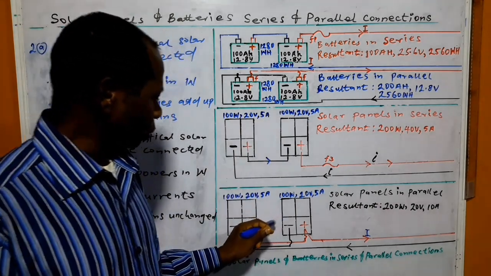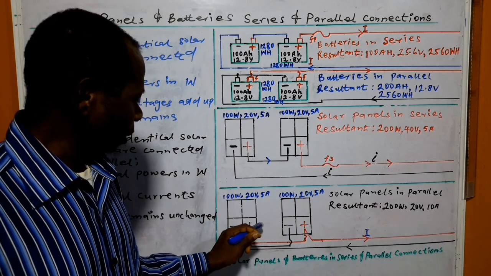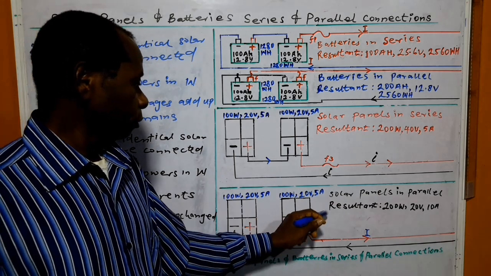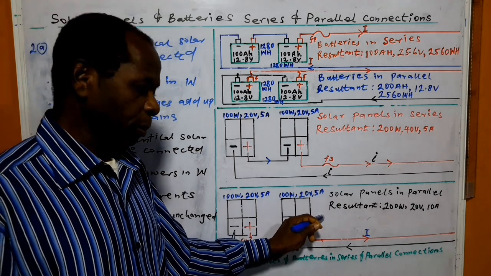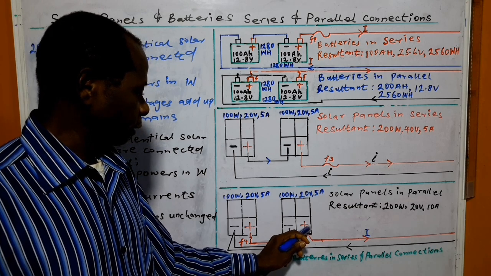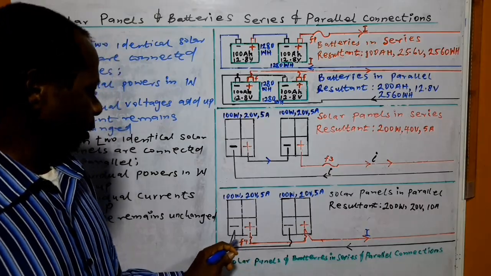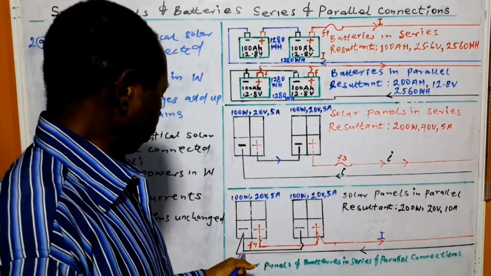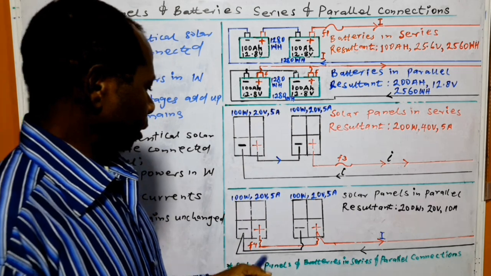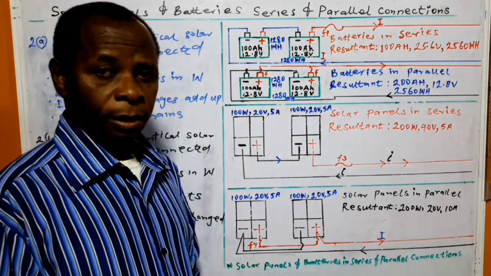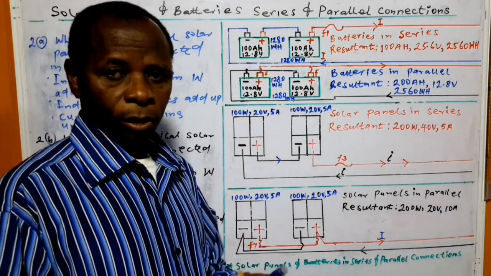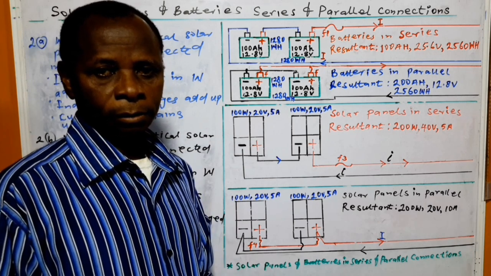So the same thing goes for the situation when we have two or more identical solar panels in parallel. The positive cable is connected to the positive terminal of one solar panel, while the negative cable is connected to the negative terminal of this solar panel. That guarantees a higher efficiency, and it also ensures that no solar panel does more work than the other.